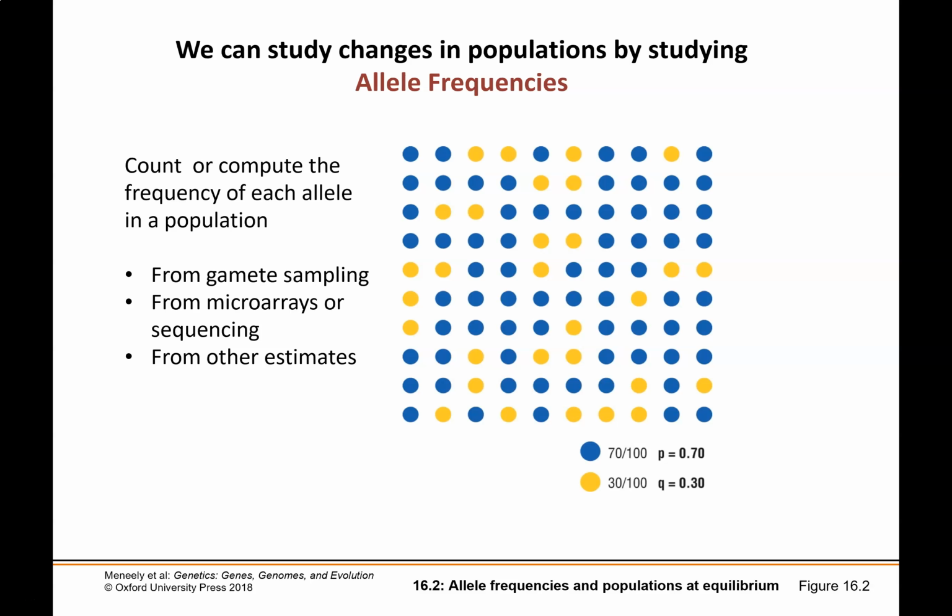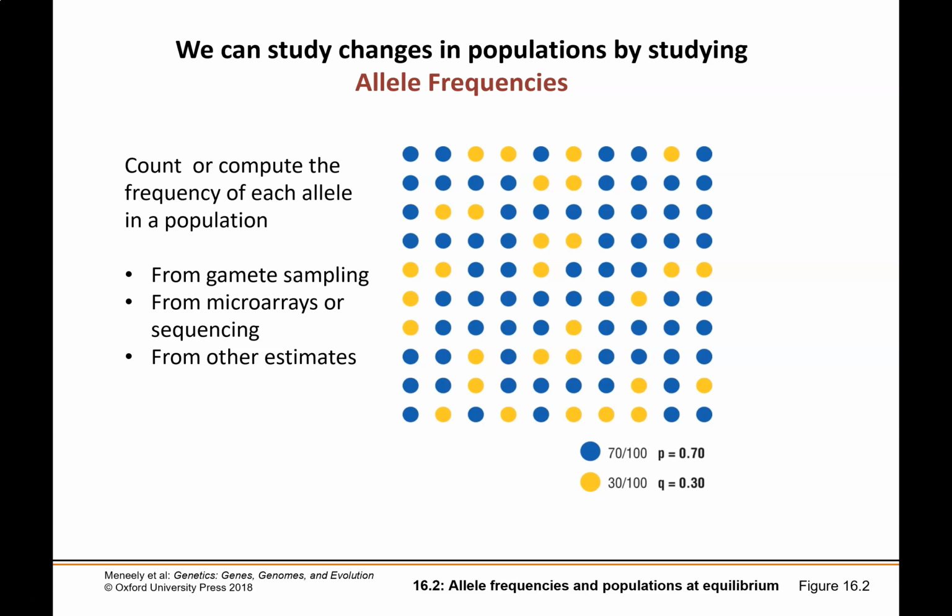So you would study a population by counting directly or computing the frequency of each allele in the population. And you can do this using a variety of techniques: gamete sampling, if you can harvest gametes from the individuals; genetic analysis using microarrays or DNA sequencing; or you can actually just observe the population if you're interested in a particular trait that has a visible phenotype that you can recognize.